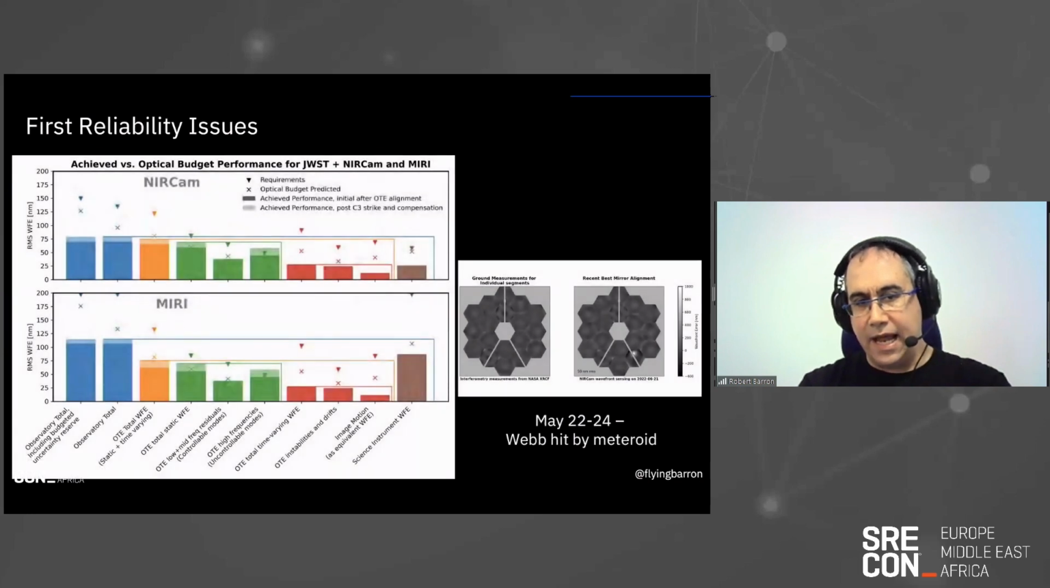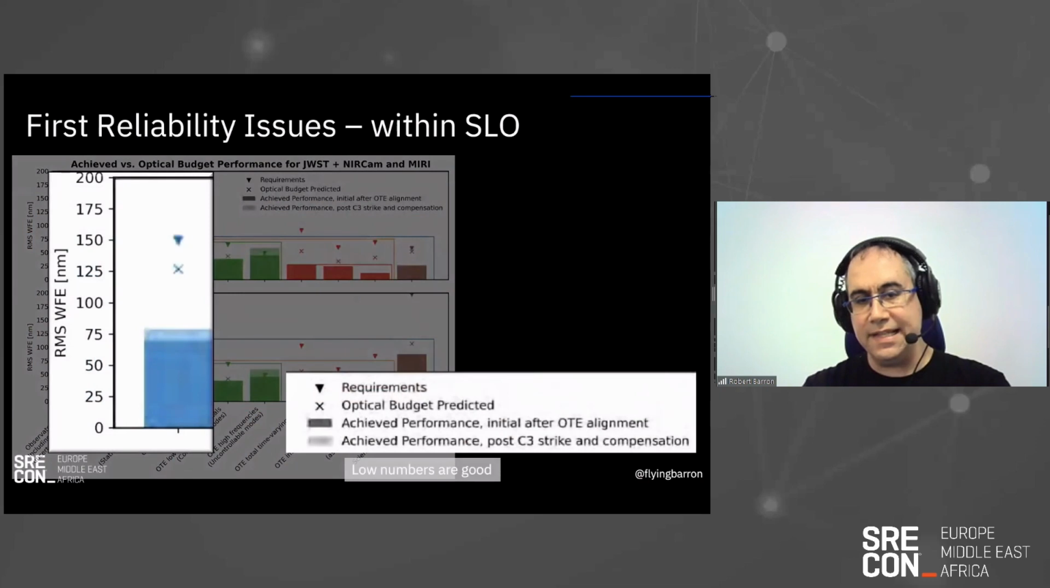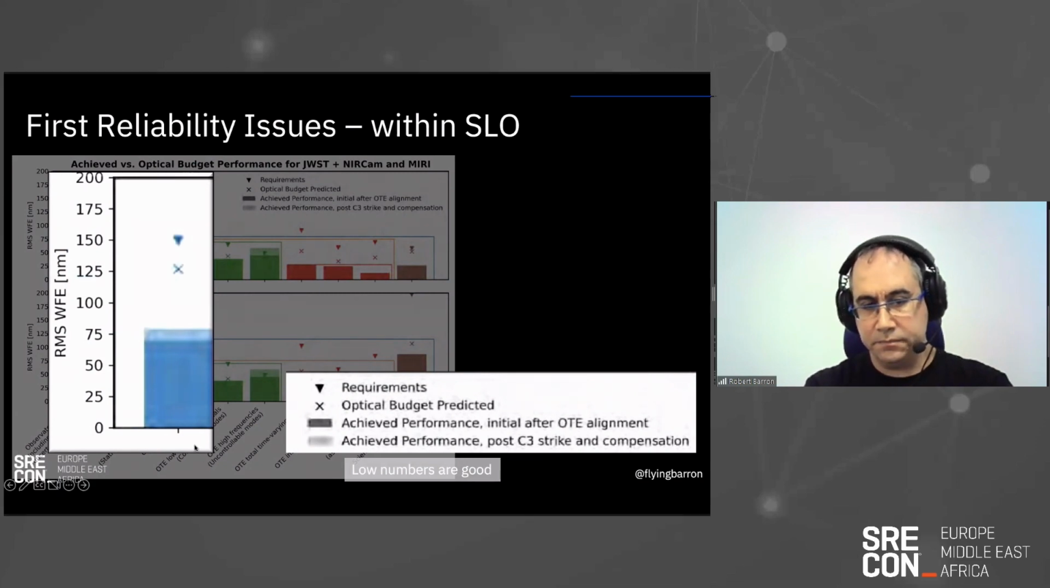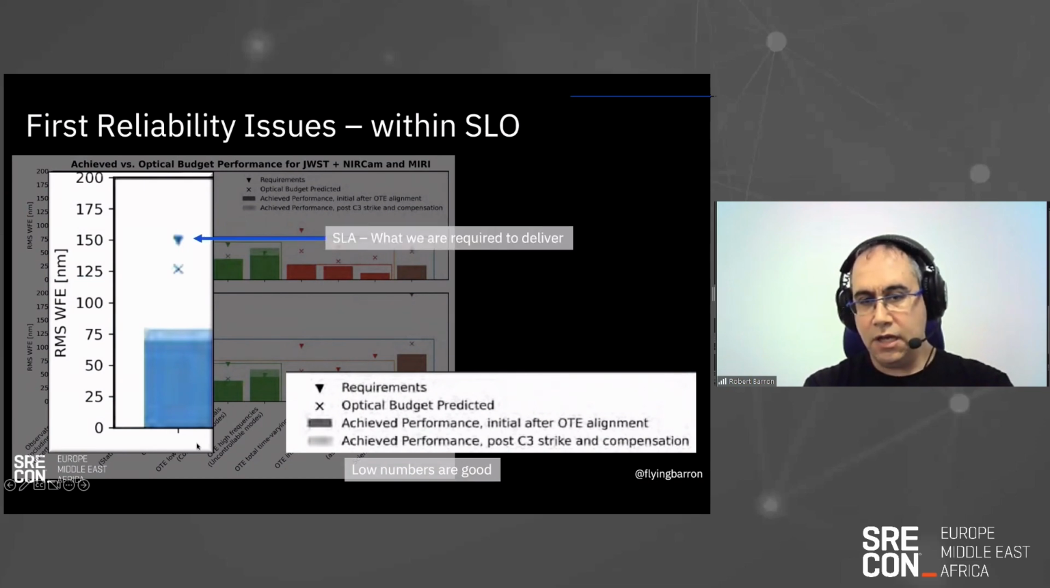So let's look at how this looks. This is part of the report that the engineers gave after finalizing the remediation process. And I'll zoom in here so you can see the interesting thing. So every part of Webb is well managed, is well measured. So this is the performance of the mirror. A low number is a good number. So this is the SLA.